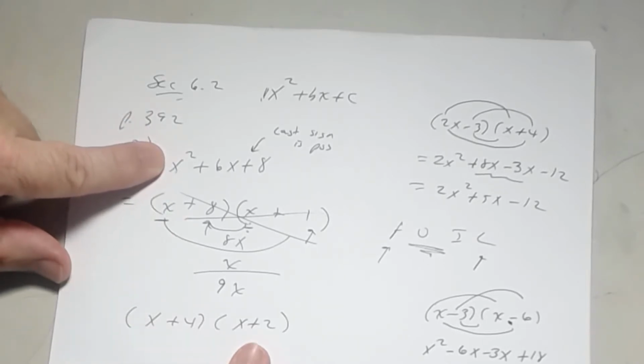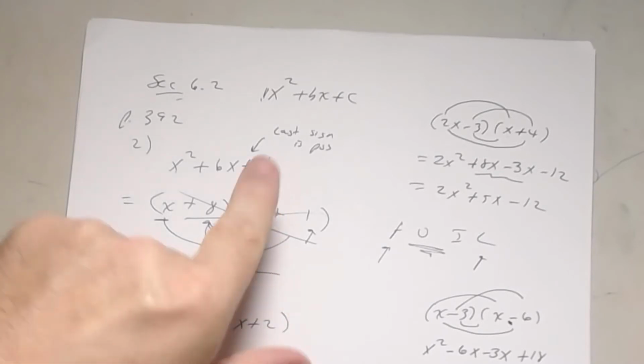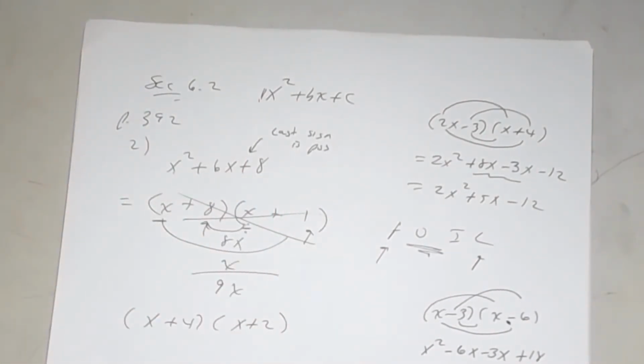So I'm just telling you now, the way we're going to do this in the remaining sections is just trial and error. But if the leading coefficient is a 1, that's easy, because all you have to do is ask yourself, what two numbers multiplied together give this last term and added together give this middle term? 8 times 1 is 8, but 8 plus 1 is 9. 4 times 2 is 8, and 4 plus 2 is 6. So 4 and 2 is what you should have used.